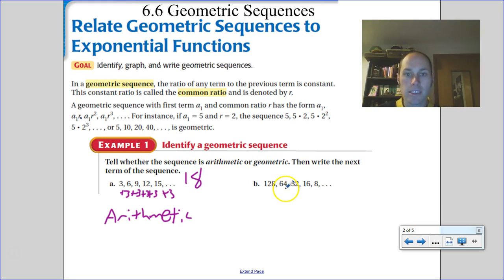Here 128 to 64 to 32 to 16 to 8. The next one would be 4. And you can see that we are multiplying by a half each time. That would be an exponential pattern. So this would be a geometric sequence. Geometric is when we are multiplying by a common ratio each time.